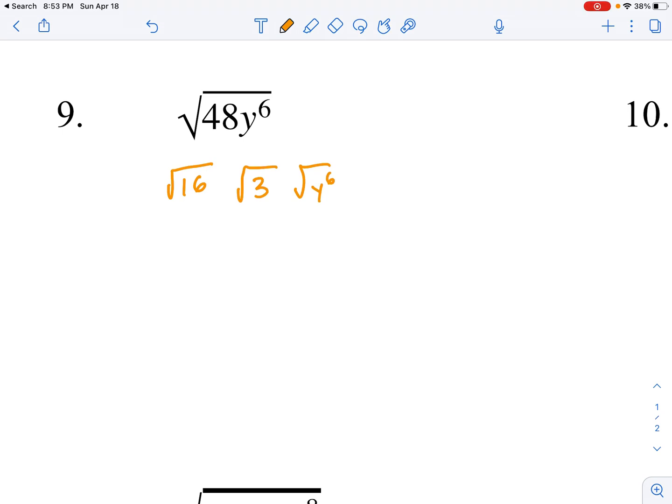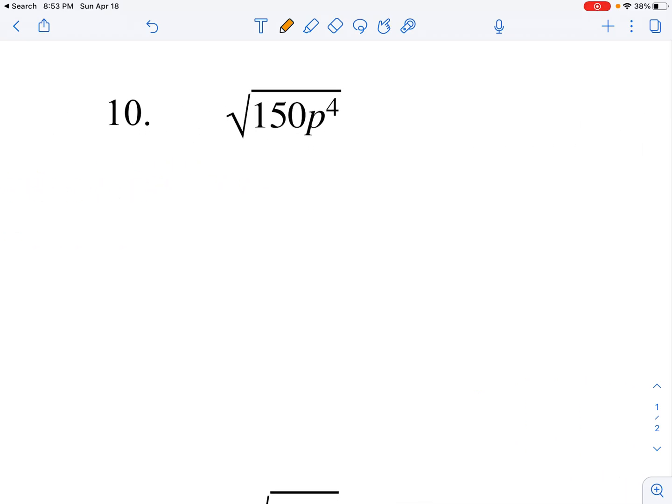So with that in mind, the square root of 16 is 4. The square root of y to the 6th is y to the 3rd, because 6 divided by 2 is 3. And then I can't do anything with the square root of 3. And now I chose to put that last because typically when you finish your answer, you have to put that root at the end. So that's why I chose to do that one at the end.